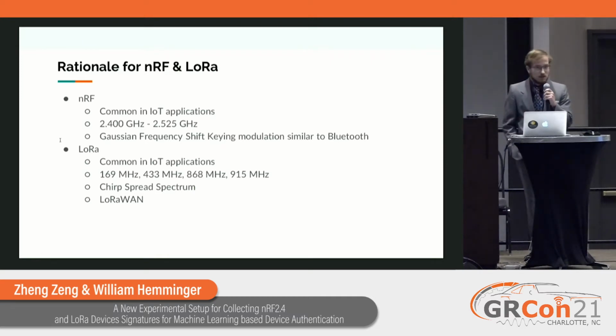And that server can then either send information into a database or to some custom program for later use. We see here that the nRF devices operate in the 2.4 gigahertz to 2.525 gigahertz range, whereas the LoRa devices are in the megahertz range, most commonly seen in these 4 distinct bands. And by using both of these devices, we are hoping to be able to mimic or represent a fair amount of Internet of Things communication scenarios.